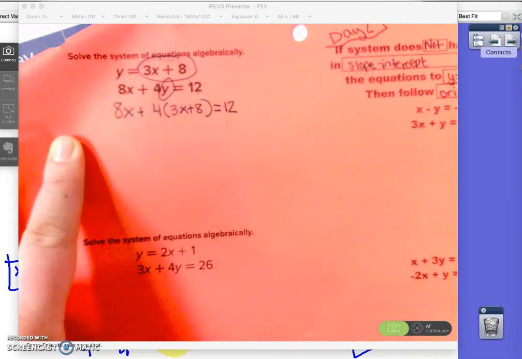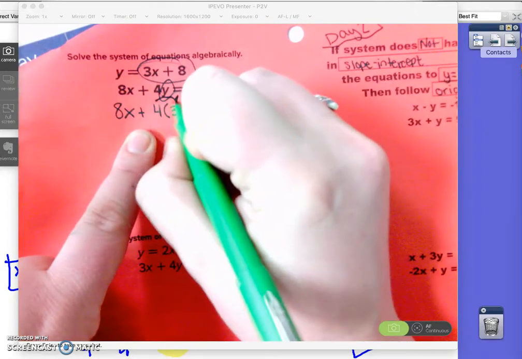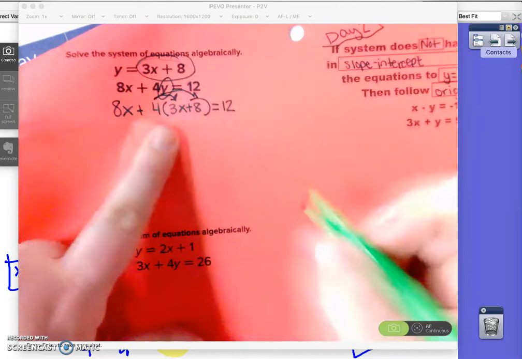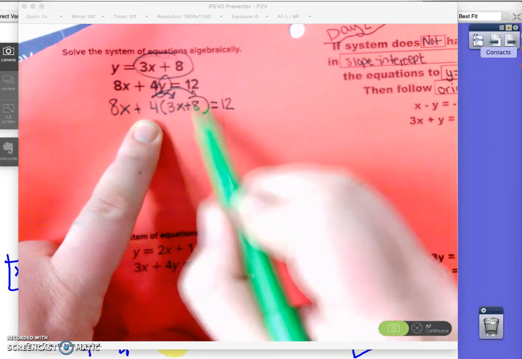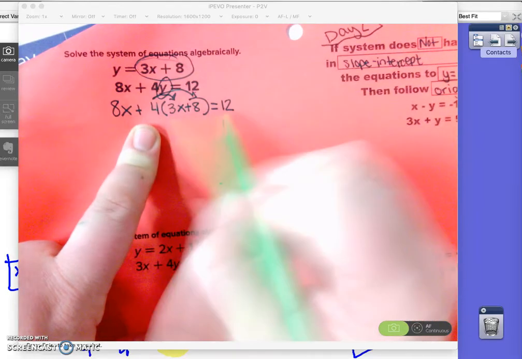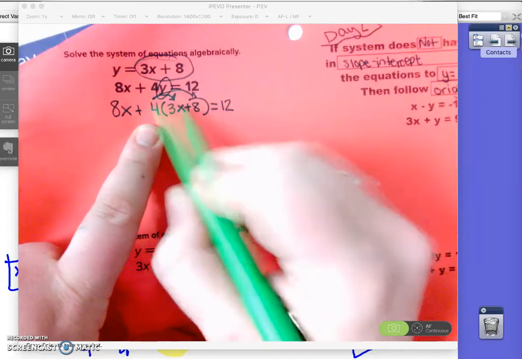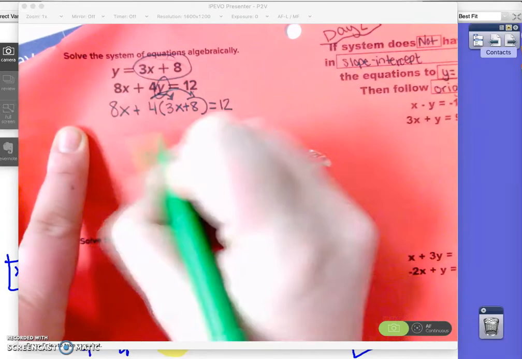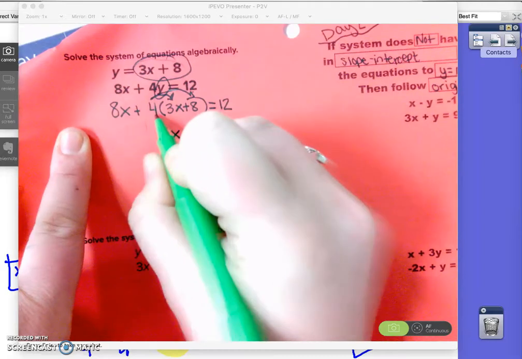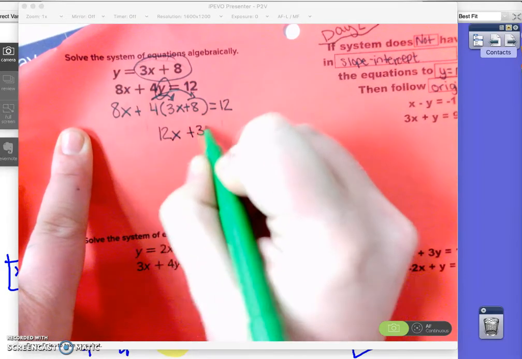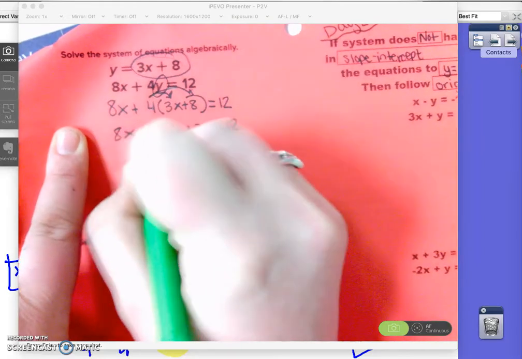When I have a problem like this where I have parentheses, I always need to distribute that 4 within here. The common mistake is forgetting to multiply both the 3x and the 8, or I see a lot of adding sometimes of 4 plus 12. Don't add, you need to multiply when it's on the outside. So I have 4 times 3, which is 12x, and then 4 times 8, which is a positive 32. Everything else gets rewritten the same way.